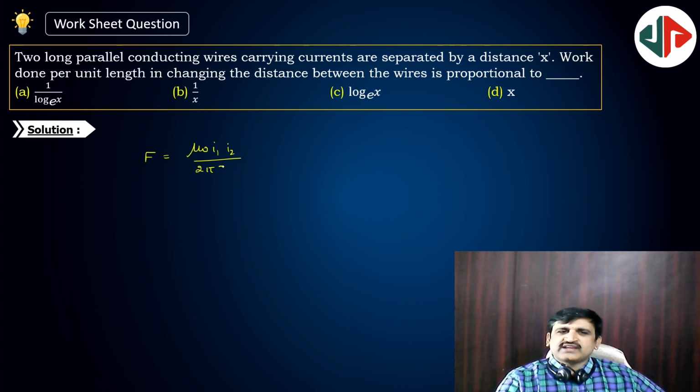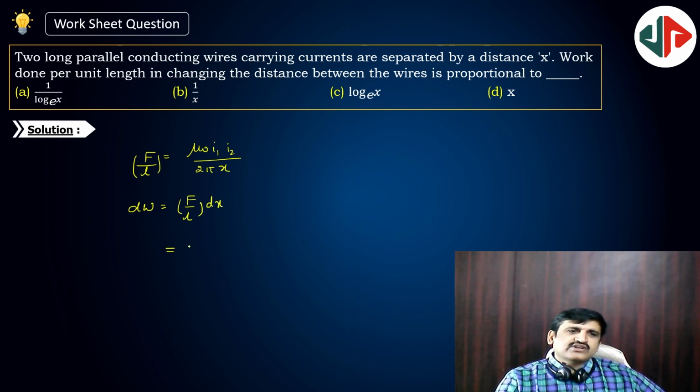Suppose say 2 pi x only. This is force per length actually. Force per length is mu naught I1 I2 by 2 pi x. Work done per unit length in changing the distance through dx. So work done is dW, dW is equal to F by L into dx. This force is attractive. Suppose in that direction or in opposite direction we are applying for displacement dx.